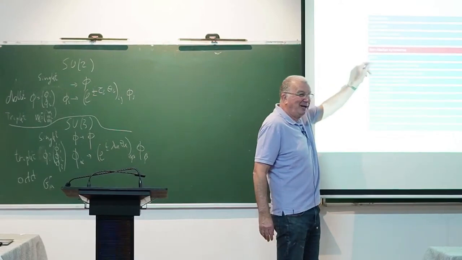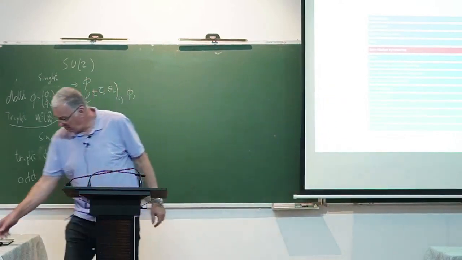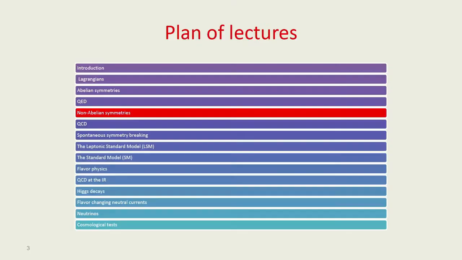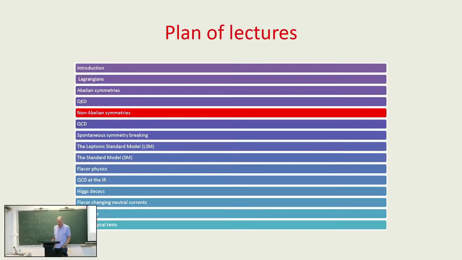So the red bar is now here on non-abelian symmetries. A reminder: yesterday we set 8 rules for constructing Lagrangians. They should be real, they should obey the Poincare symmetry, they should obey internal symmetries. We usually write only the renormalizable part of the Lagrangian. It's the leading terms and enough for us at present.